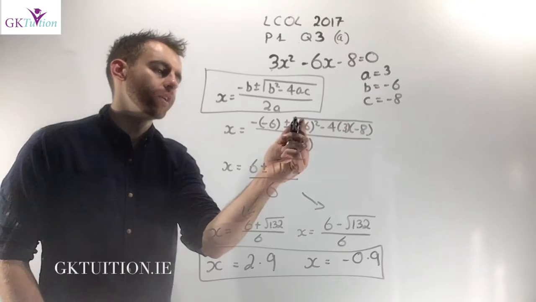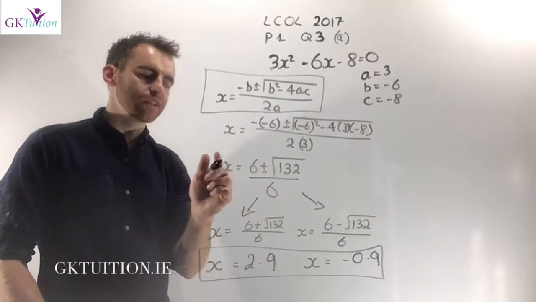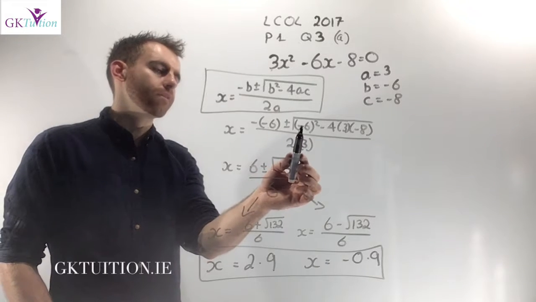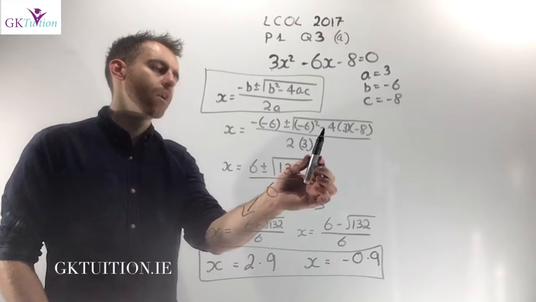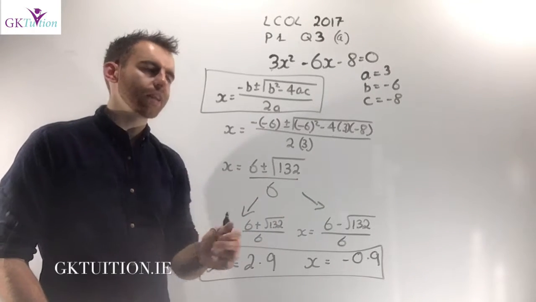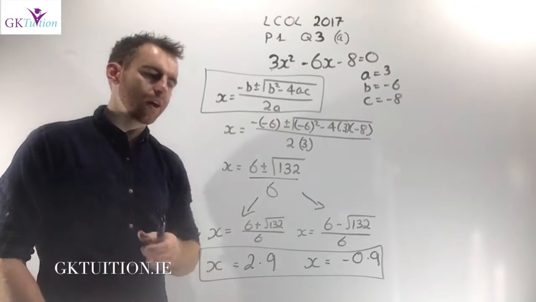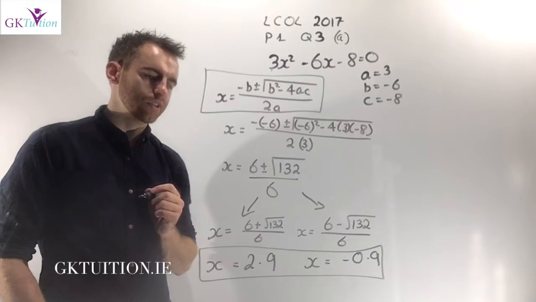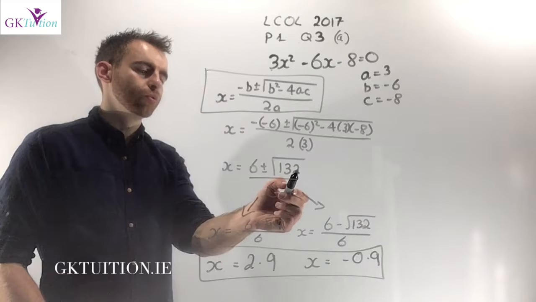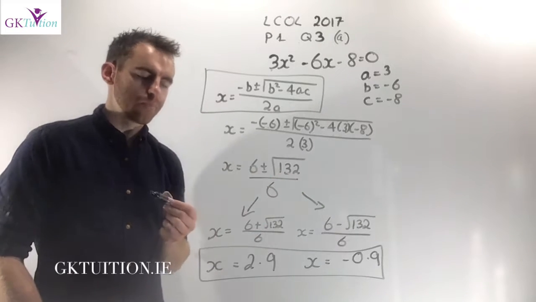in the square root. Don't actually put in the square root, just the numbers. Literally you type in bracket minus 6, bracket squared, minus 4, brackets 3, brackets minus 8. And if you plug that in with the brackets exactly where I have them, you should get 132. So now this is a lot neater. You have 6 plus or minus root 132 over 6.